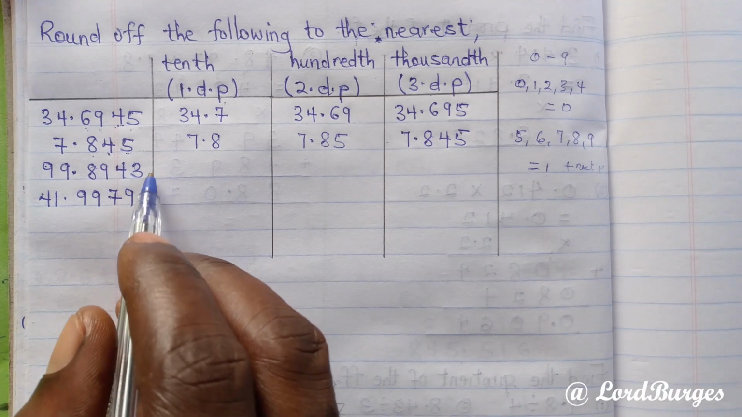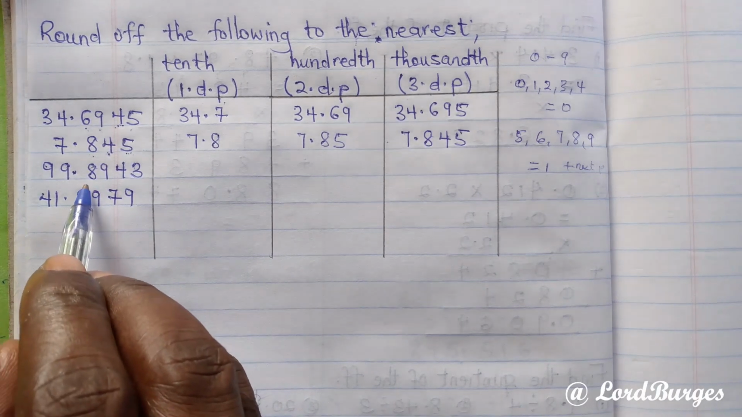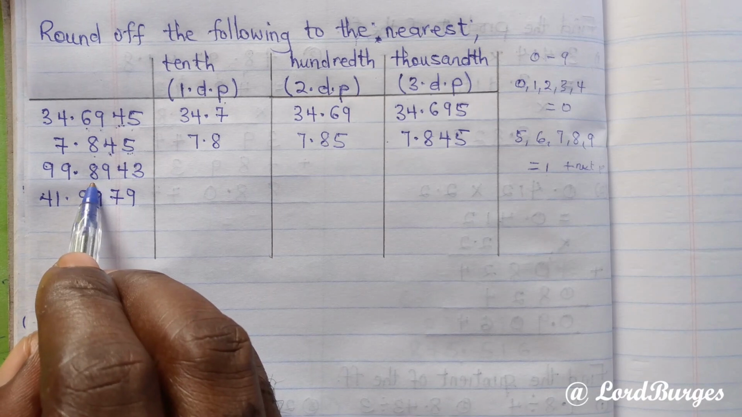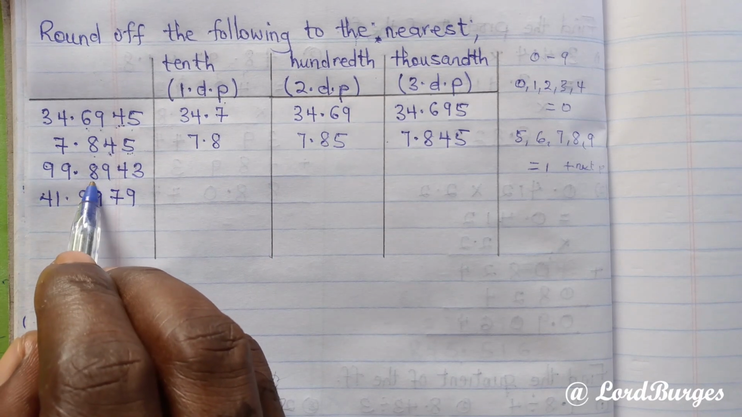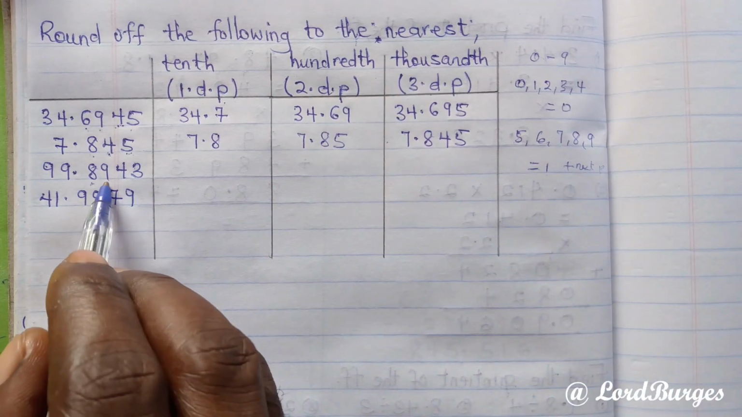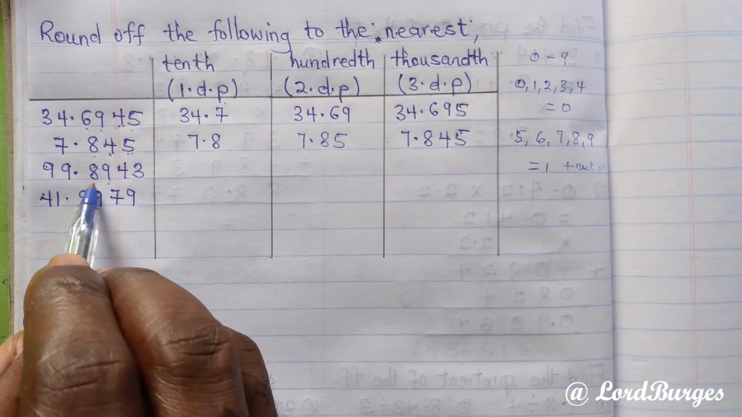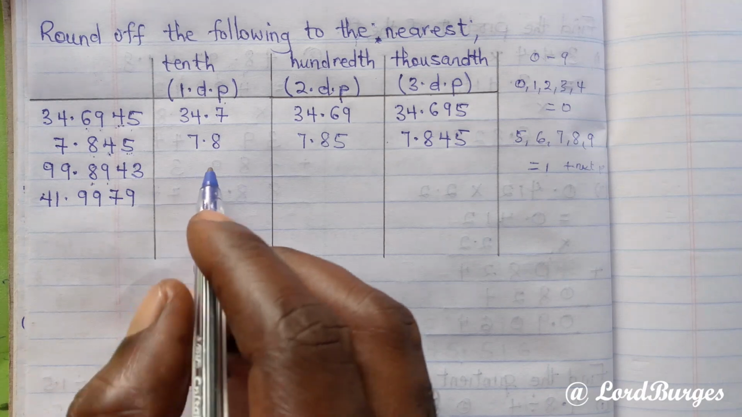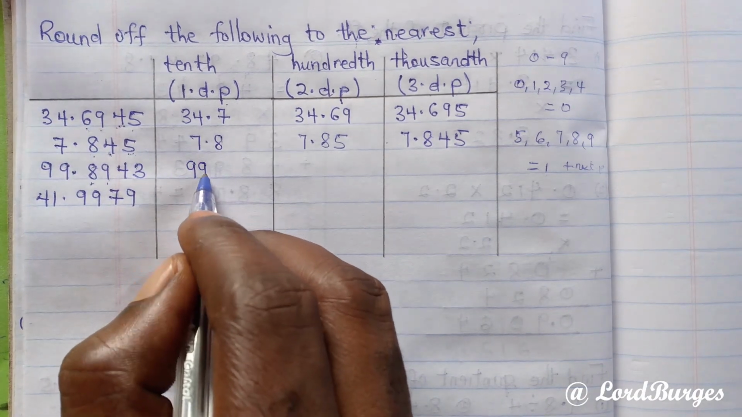The nearest 10, that is 1 decimal place. 1, looking at the 9. The 9 is within 5 to 9, so the 9 becomes 1. I add it to the 8. I should be having 99.9.